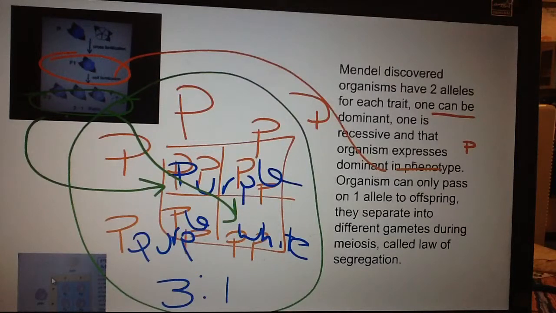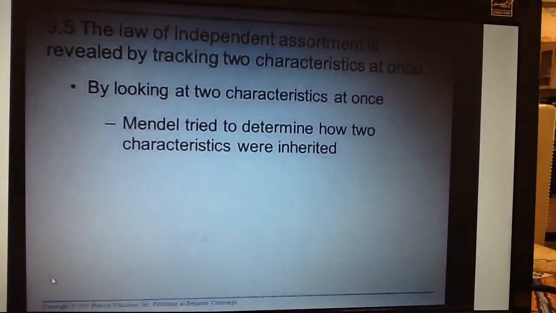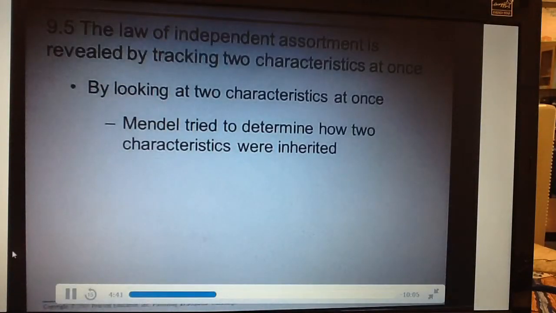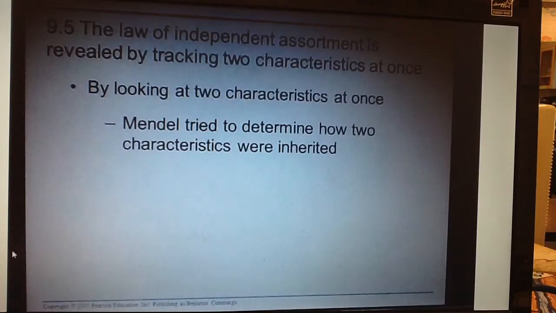So because of Mendel, we discovered alleles, we discovered dominant and recessive, and we discovered the law of segregation, which explains how that recessive phenotype can show up in the next generation. Now, the other thing that Mendel discovered is called the law of independent assortment. And the law of independent assortment was only discovered when he looked at 2 characteristics at the same time.